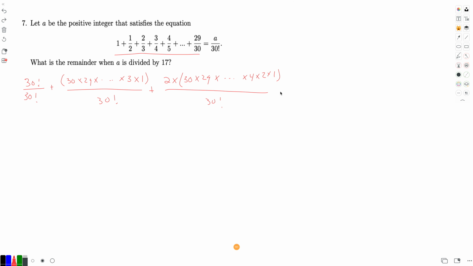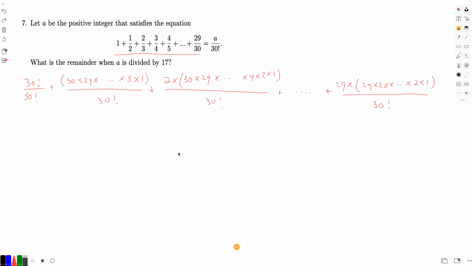And we keep on going until we reach the final term, which is 29 over 30. We want a 30 in the denominator, so let's just multiply by 29 factorial, so 29, 28, down to 2 times 1, over 30 factorial.